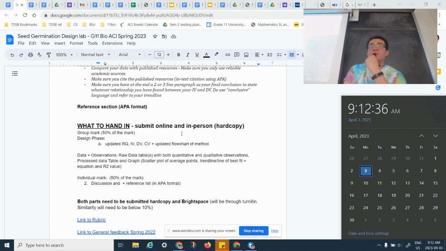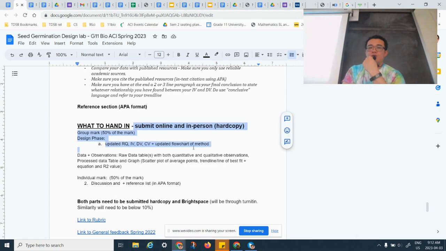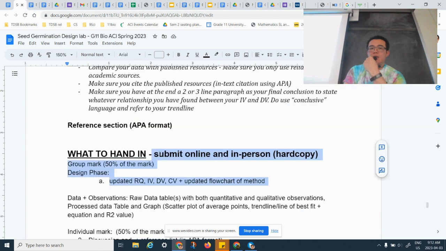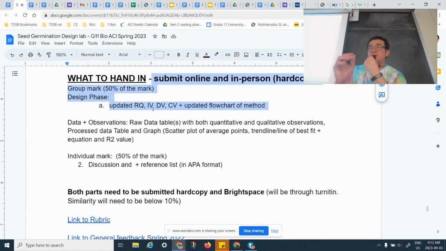What do you need to hand in? Part of it, I mentioned last Friday. You will need to hand in your design phase. This is your group part: updated RQ, research question, updated independent variable, dependent variable, controlled variable, as well as an updated flowchart of the method.